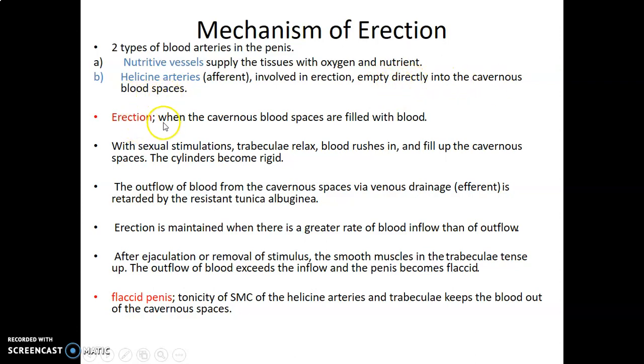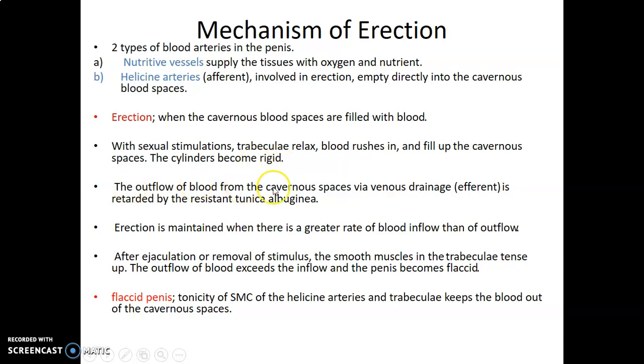So what happens during erection? The cavernous blood spaces become filled with blood. So these cavernous blood spaces are lined by trabeculae. When there's sexual stimulation, these trabeculae relax. Then helicine arteries now push blood into these cavernous spaces. These spaces will be filled up with blood, hence making the erectile tissue cylinders more rigid.